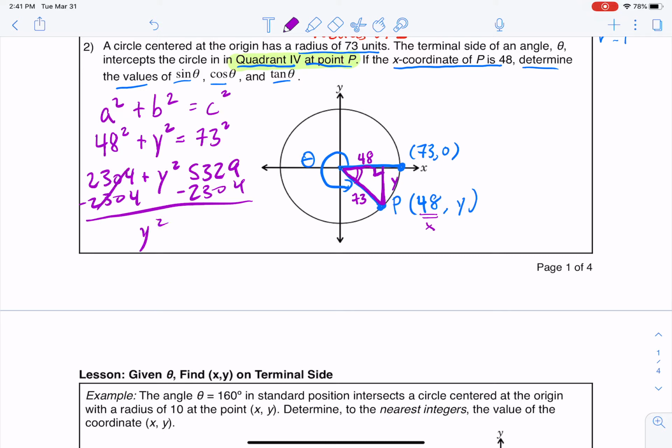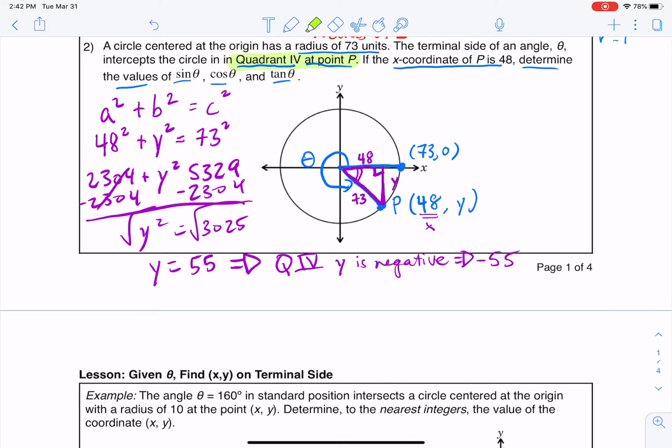We would get y squared equals 3,025. Square root that, and we will have y equals 55. Now, important note, because we're in quadrant 4, y is negative. So really our y value here is negative 55. I'm going to erase the y I have on this triangle, and I'll write negative 55 there.